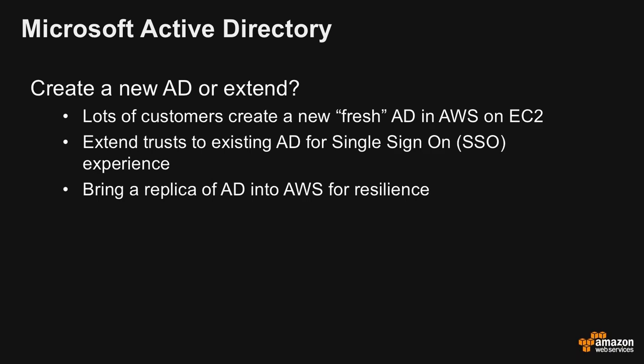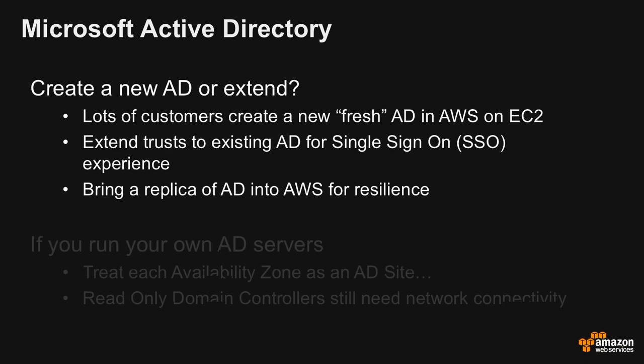Quite often we have a conversation with our customers around the creation of a new Active Directory, or do we extend what we already have on premises? So lots of customers choose to create a new or a fresh Active Directory in AWS on EC2 and to extend the trust for single sign-on between AWS and their on-premises. Potentially, they may also bring a replica of their Active Directory environment into AWS for resilience.